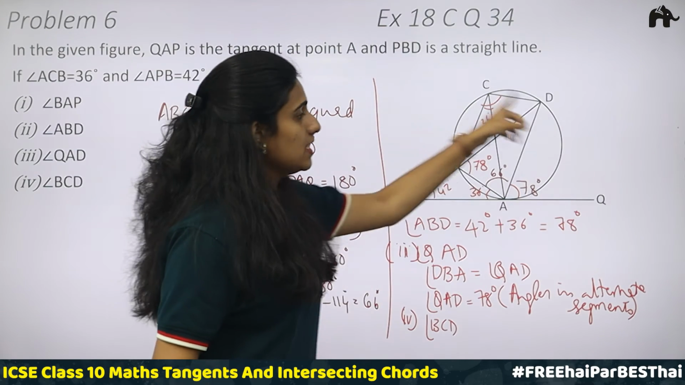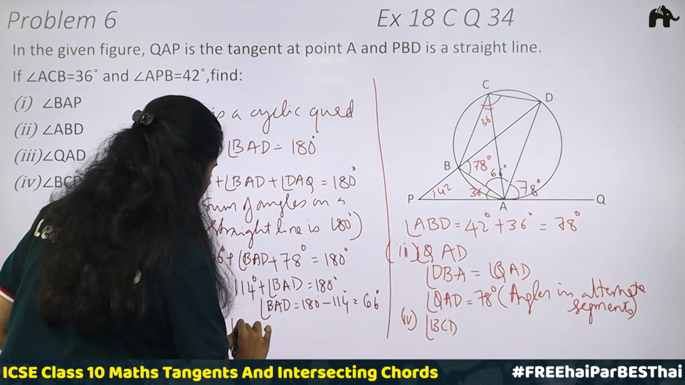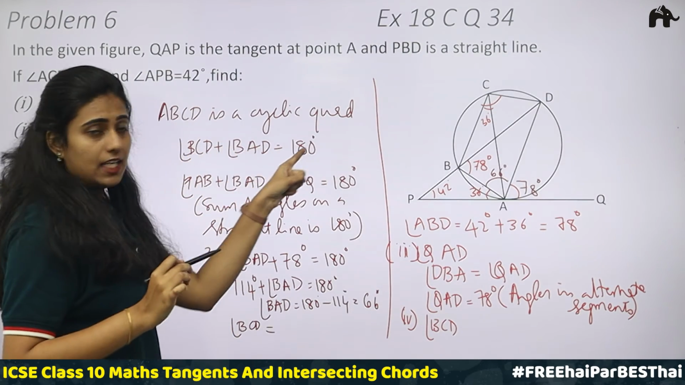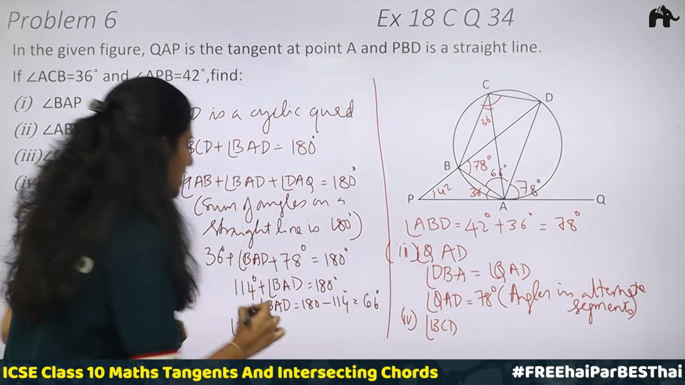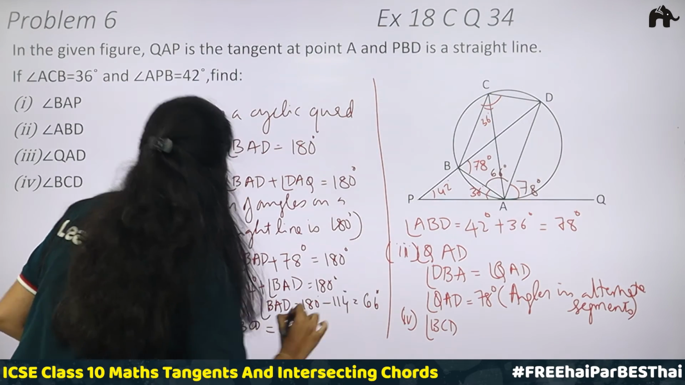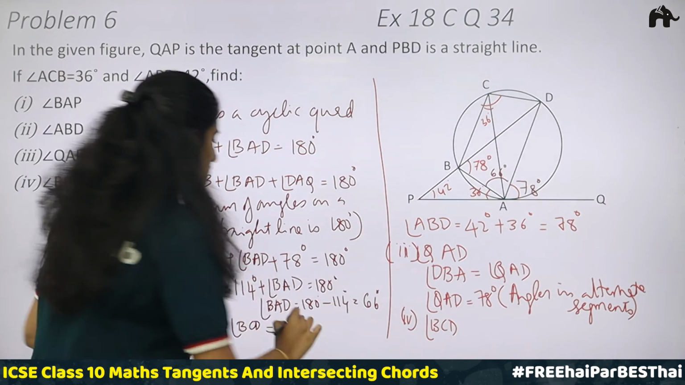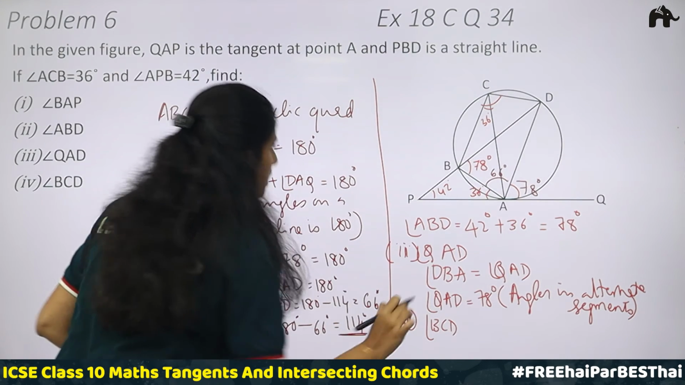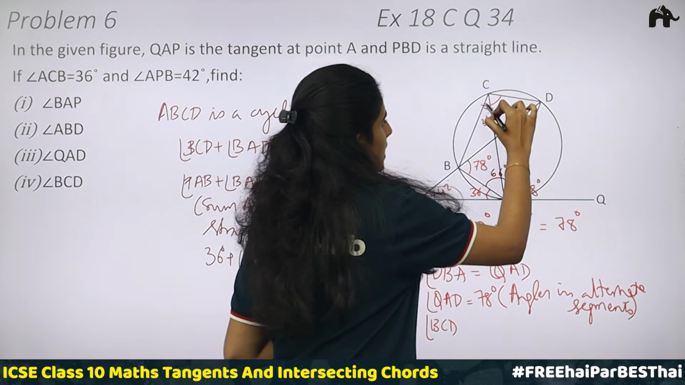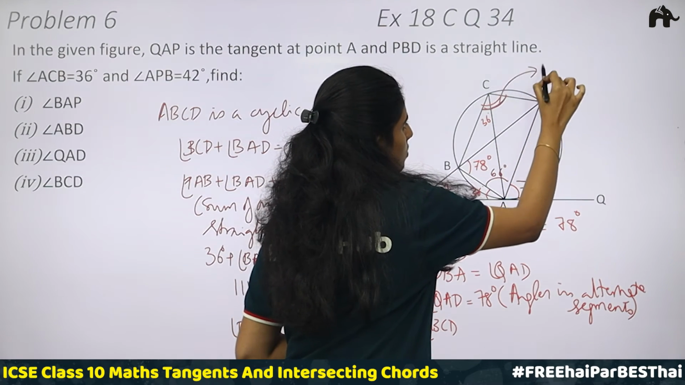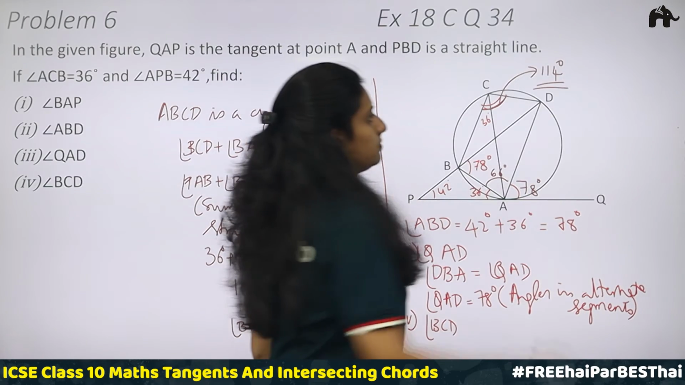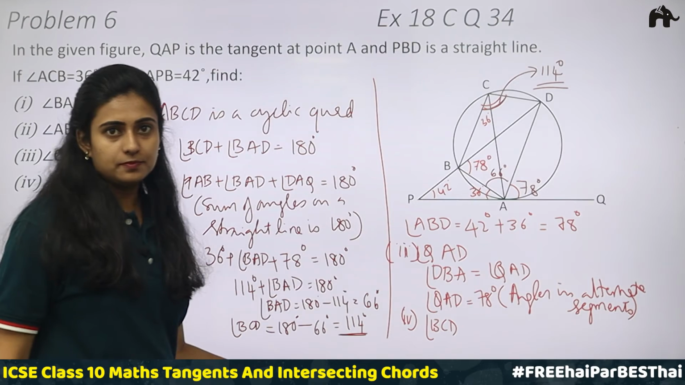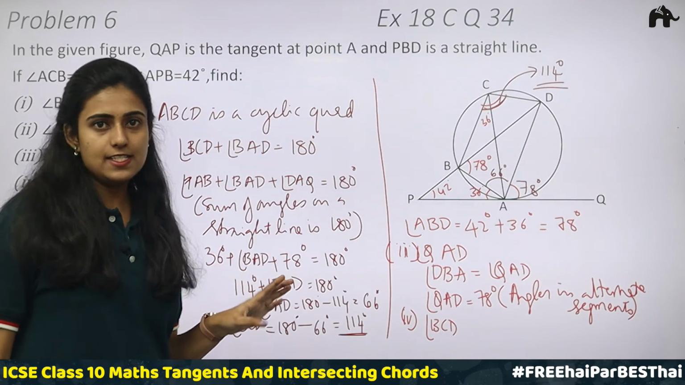Then what about BCD? Angle BCD plus BAD is equal to 180 degrees. Then BCD will be 180 degrees minus BAD. BAD we have determined, which is 66 degrees, and that will be equal to 114 degrees. So the required angle BCD, this whole angle, is equal to 114 degrees. Understood? We have determined all the 4 angles that are required.